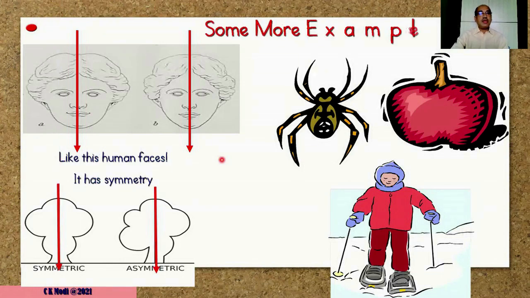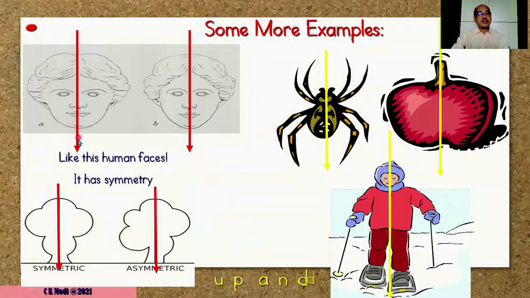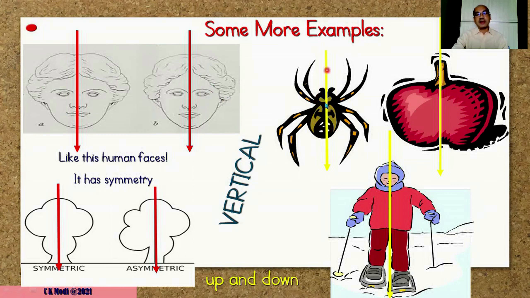Look at these human faces. If a line passes through the center of this face, it divides into two parts. This part is a mirror image of this part, and therefore we can say that it is symmetrical. Look at this insect, which is also symmetrical. This part is a mirror image of this part. Apple. All these examples are symmetrical.